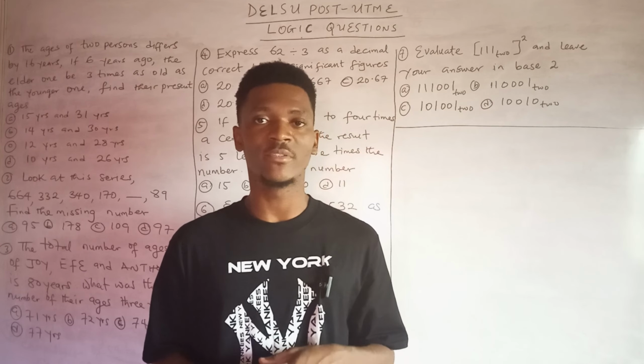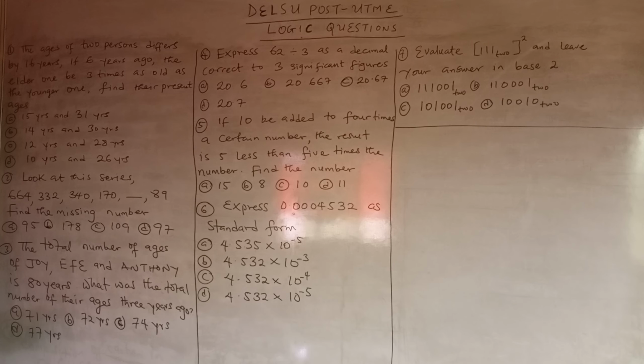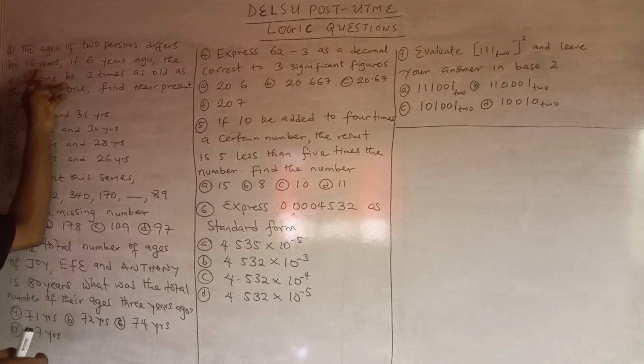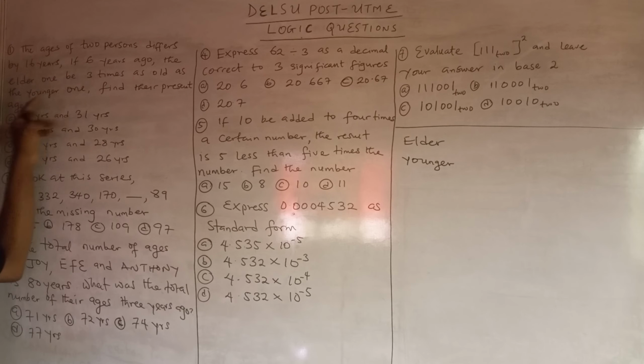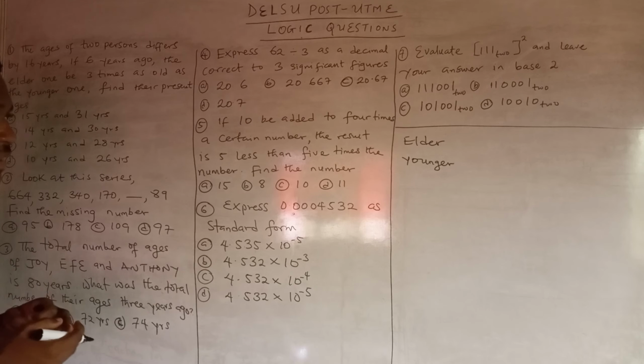Now, on the board, we are having question 1. The ages of 2 persons differ by 16 years. If 6 years ago, the elder one be 3 times as old as the younger one, find their present ages. Now, we are having the ages of 2 persons in this question because they said the ages of 2 persons differ by 16 years. So we can say that there is an elder one and there is a younger one. From the question, we are given that 6 years ago the elder one be 3 times as old as the younger one, so it means one age is for the elder one and the other is for the younger one.